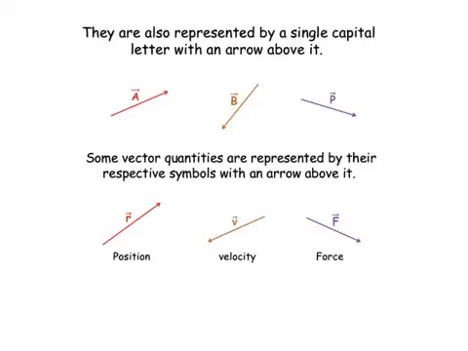These are also represented by a single capital letter with an arrow above it. Now, if you check, these all are vectors. Some are in the upward direction, some are in the downward direction, some are in the opposite direction, some are in a tilted direction.